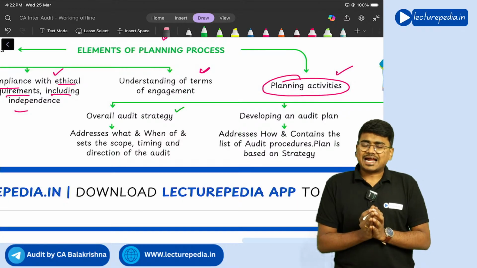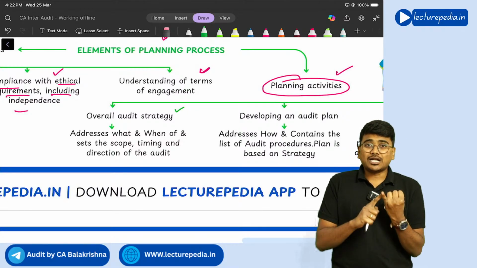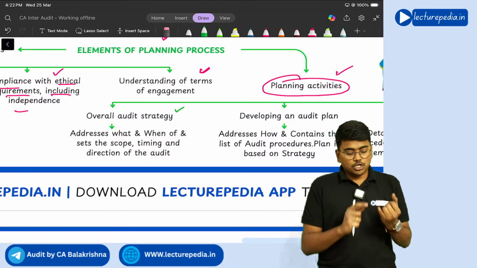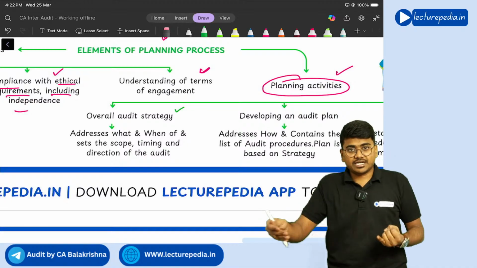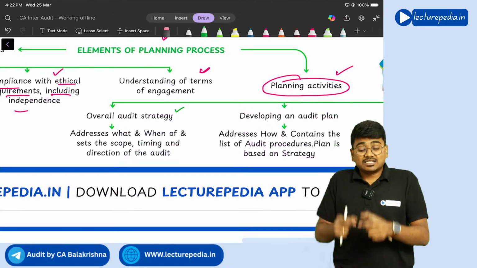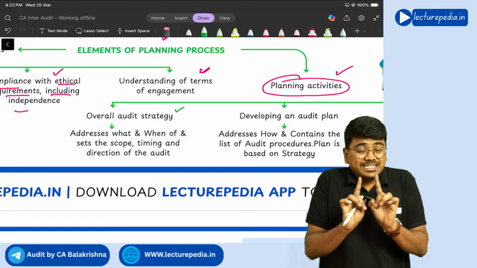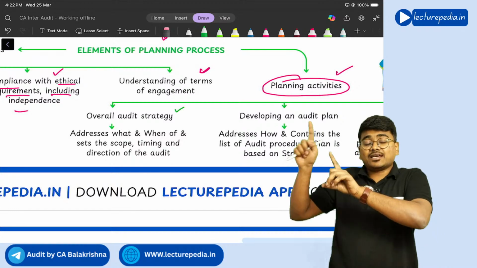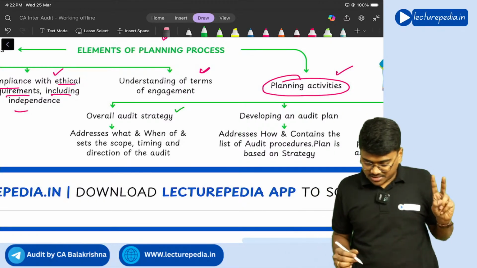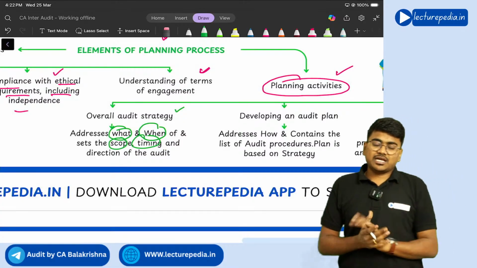So, firstly, starting with the overall audit strategy. The strategy that the auditor prepares will answer 2 questions with respect to the audit: what has to be audited and when it has to be audited. What has to be audited means which areas have to be audited, the scope of audit, and when, at what time these areas have to be audited, the timing of audit. These 2 questions will be answered by strategy. And you should remember that strategy is not detailed, it is just brief. Understanding? The audit plan is more detailed than strategy. Getting it? So audit strategy answers 2 questions: what has to be audited and when it has to be audited. So it basically sets the scope, timing and direction of the audit.